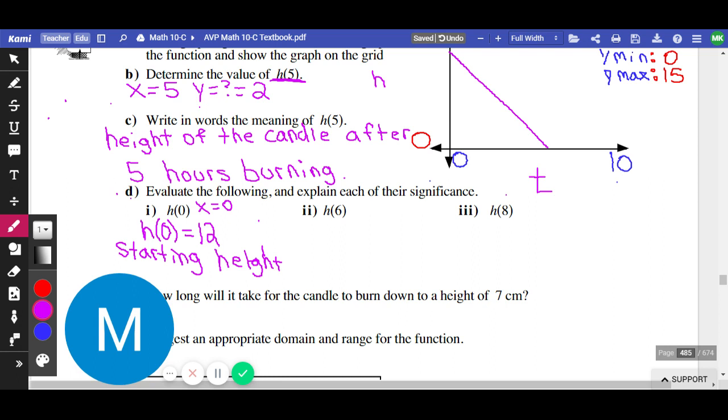Question B says h of 6. That means x equals 6. So we put that in our calculator. We go trace 6, enter. And at the bottom, it tells us that h of 6 equals 0. Who wants to try to explain what that would tell us about this question? That's how long the candle would last, right? My height is at 0. That means when x equals 6, or after 6 hours, the height is 0. This candle can burn for up to 6 hours.